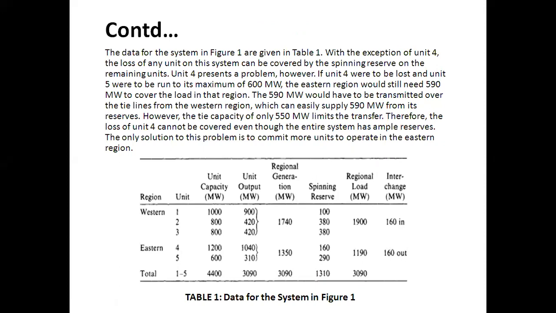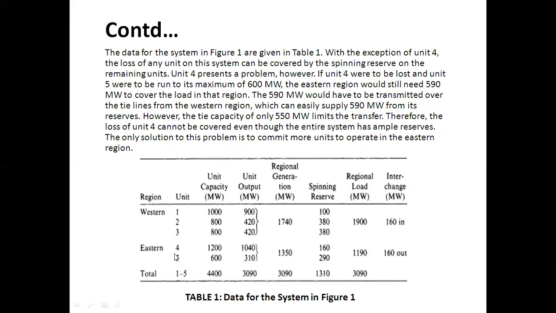But let us concentrate in another way. Say unit 4 is out of the system, the unit that has the maximum generation among the five units, that is 1200 megawatt.